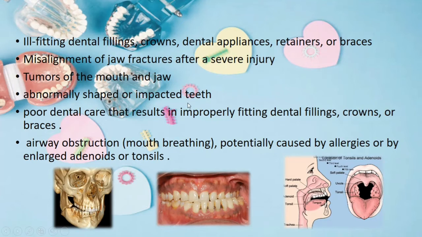Abnormal shape or impacted teeth, poor dental care that result in improperly fitting dental filling, crowns or braces. Even a high spot will also cause us malocclusion, so we must get rid of it quickly and avoid this malocclusion that may happen. Airway obstruction, mouth breathing caused by the allergies or by enlarged adenoid or tonsil. The patient will breathe from the mouth, so we will have an open bite because the tongue position will be forward.